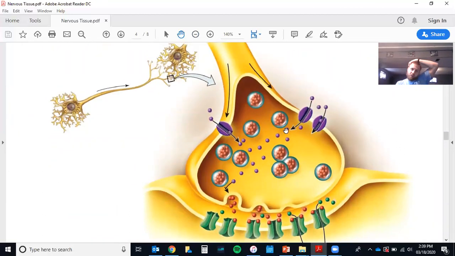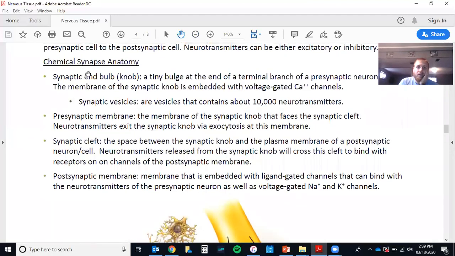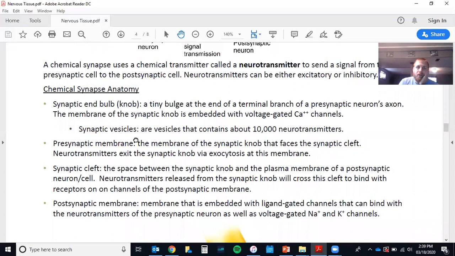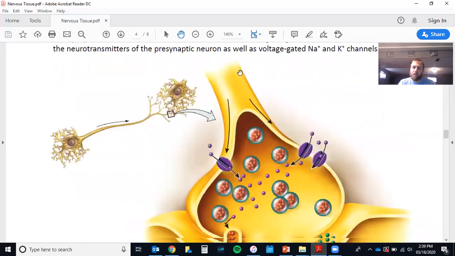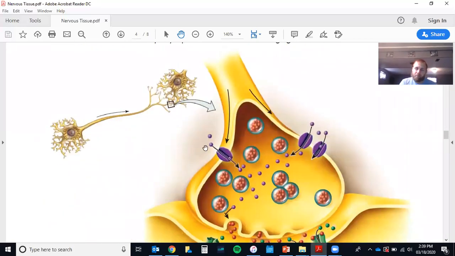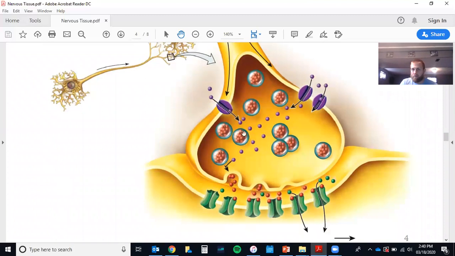Looking at this illustration, which is from your textbook, we show one singular synaptic end bulb, and it's not labeled, but if you wanted to, you could just draw a bracket over here off to the right and label this as the synaptic end bulb or knob. Once again, it is a tiny bulge at the end of the terminal branch of a presynaptic neuron's axon, and it's embedded with voltage-gated calcium channels, what these little purple things are. When an action potential arises at each of those knobs, calcium rushes in and triggers the movement of these little bubbles.